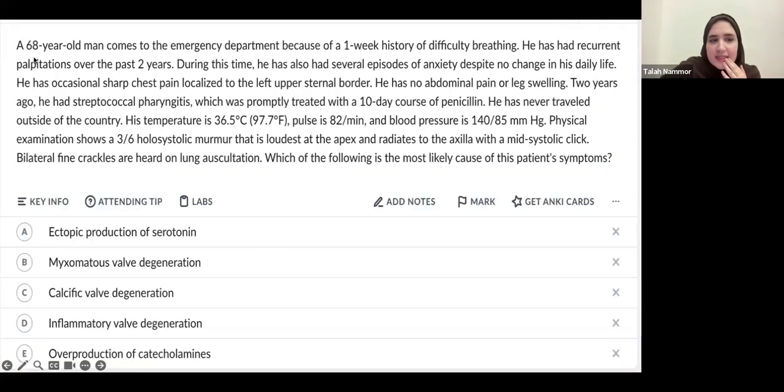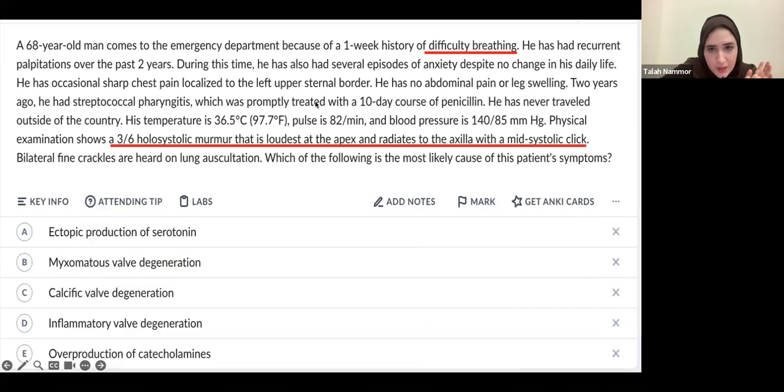Okay, let's go. A 60-year-old man comes to the emergency department because of a 1-week history of difficulty breathing. He has recurrent palpitations over the past 2 years. During this time, he has also had several episodes of anxiety despite no change in his daily life. He has occasional sharp chest pain, localized to the left upper sternal border. He has no abdominal pain or leg swelling. He took penicillin because he had a streptococcal pharyngitis. Physical examination shows a 3 out of 6 holosystolic murmur that is loudest at the apex and radiates to the axilla with a mid-systolic click. So what do you guys think the answer is?